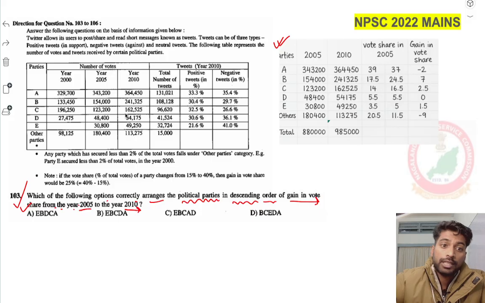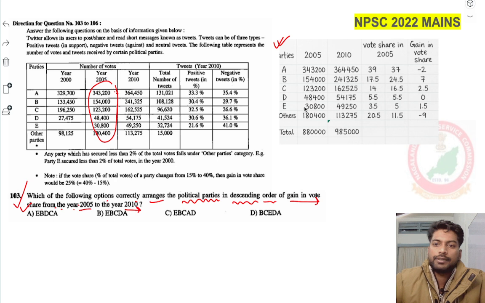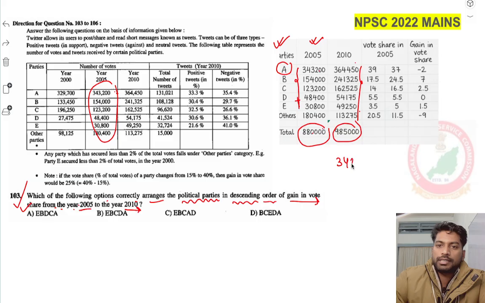Now look, in 2005 total vote was this amount. How did we get it? We added everything, so total vote is this one. In 2010 total vote was this one because we added everything. Now in 2005, A got this much of vote, 343,200 out of 884,000 into 100. This is his vote share. If you calculate this, you will get 39%.